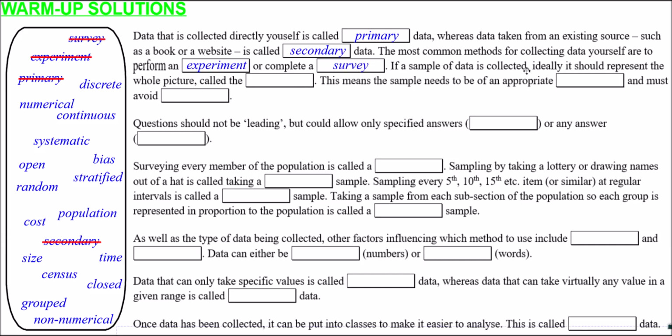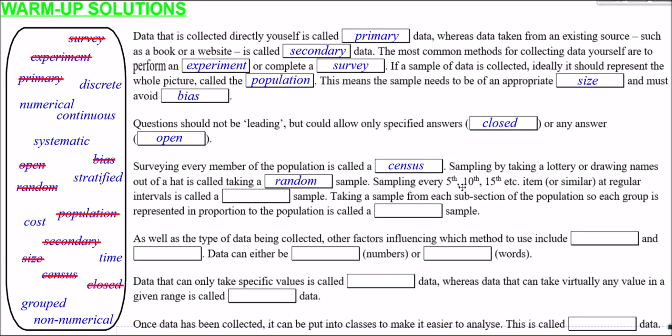If a sample of data is collected, ideally it should represent the whole picture, which is called the population. This means the sample needs to be of an appropriate size and must avoid bias. Questions should not be leading, but could allow only specified answers, which is what's called a closed question, or any answer, which is called an open question. Surveying every member of the population is called a census, and sampling by taking a lottery or drawing names out of a hat is called taking a random sample.